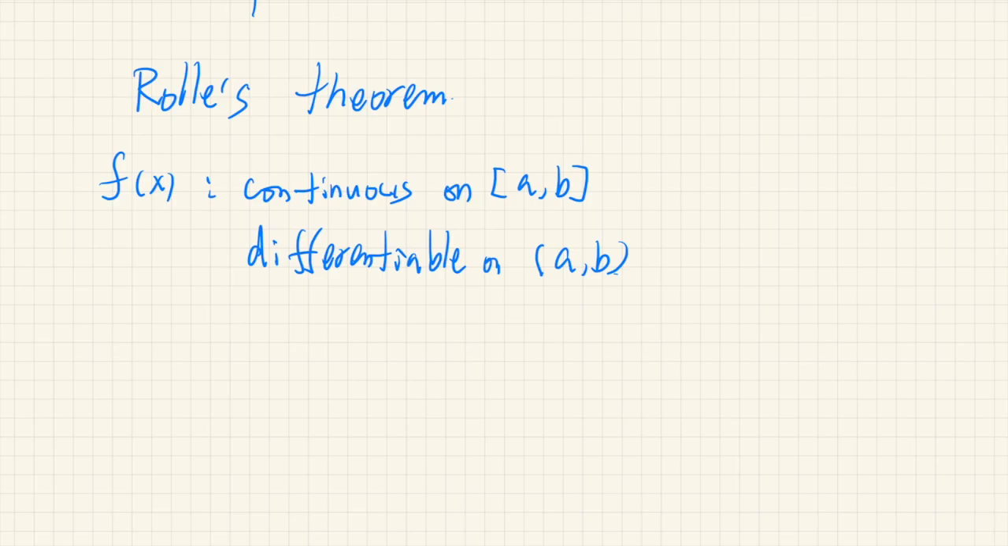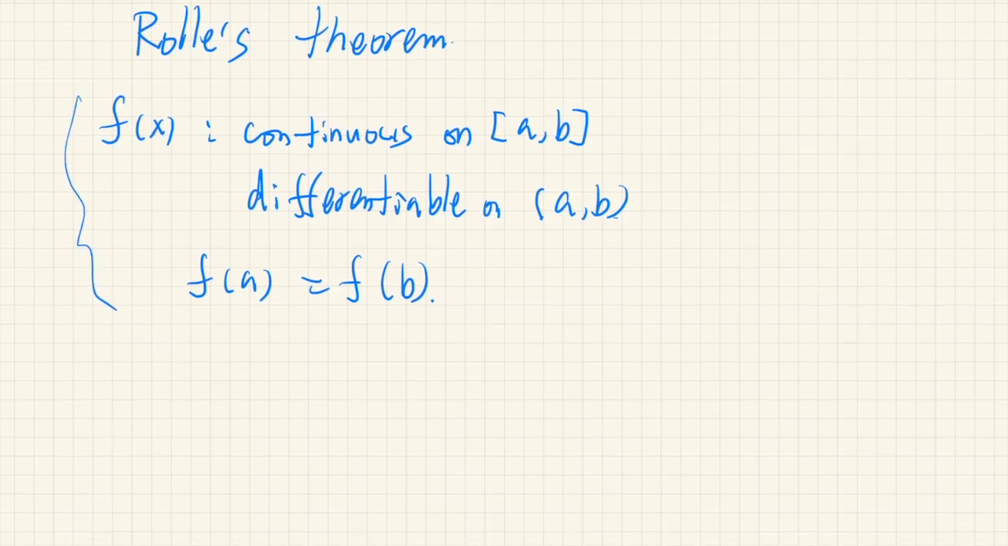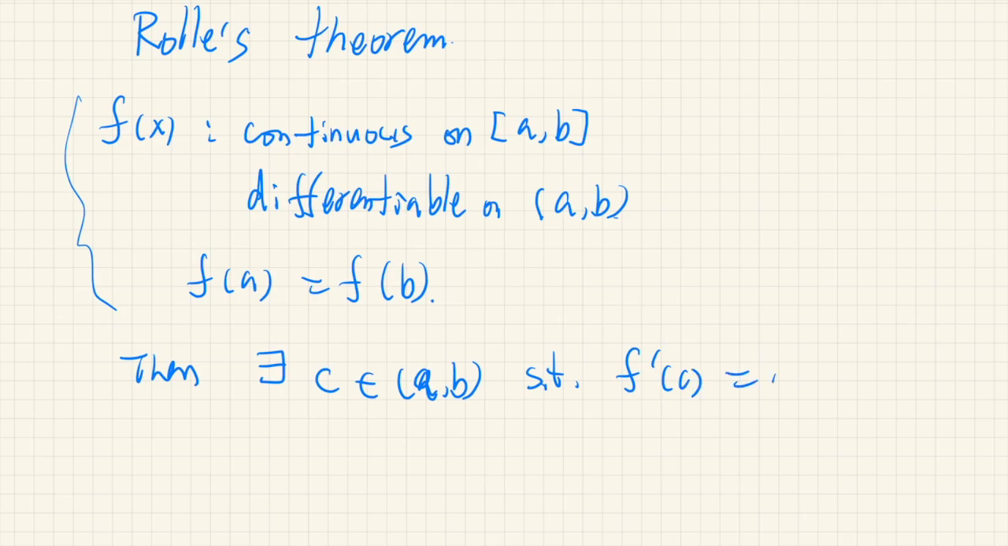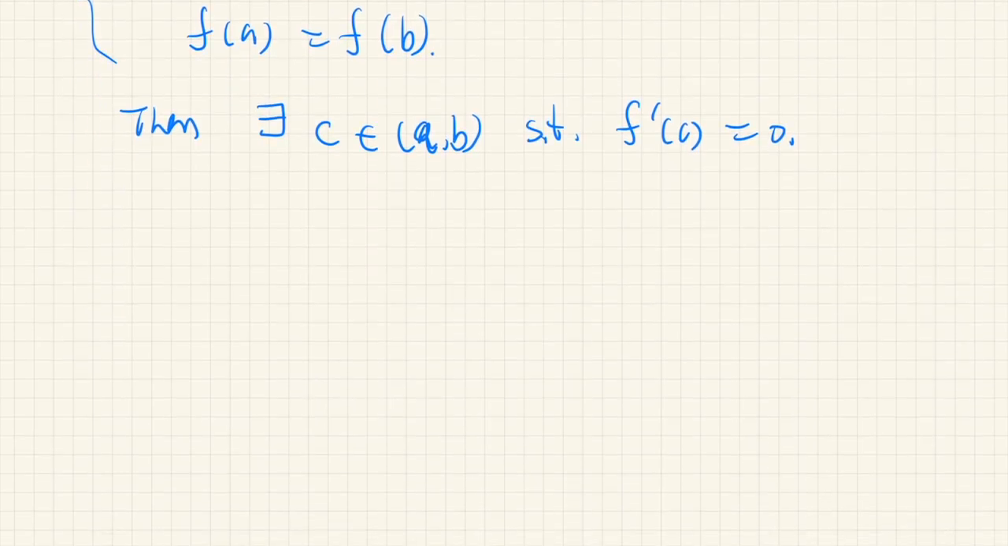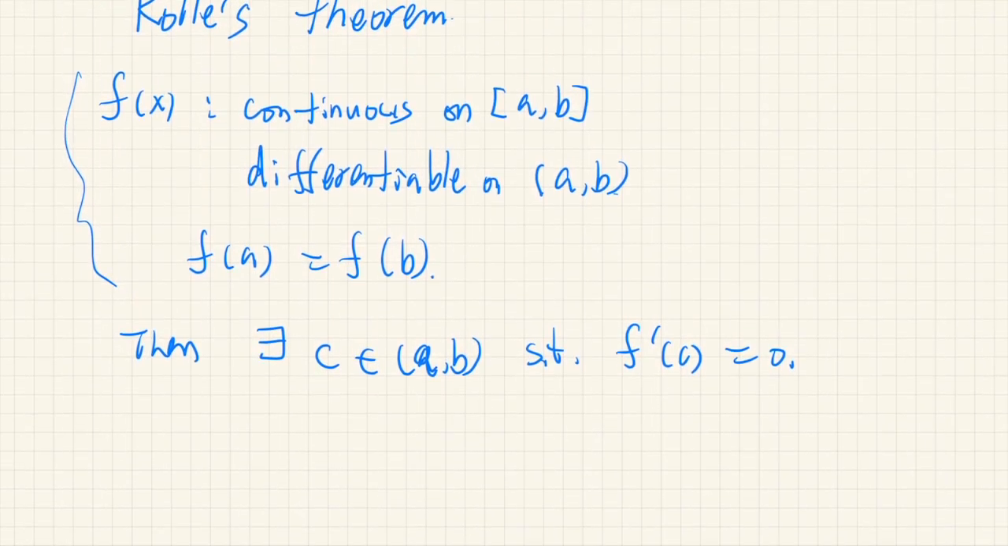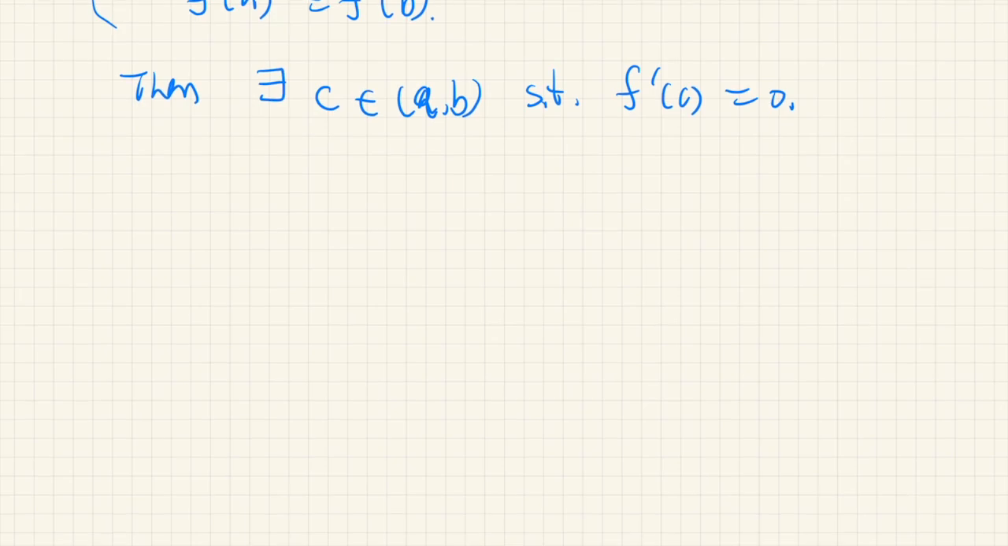Okay. And also assume that the value of f of a is equal to the value of f of b. Okay, and these are the assumptions. Then there exists some point c in the open interval between a and b such that f prime of c is equal to 0. Okay, and you can see that this Rolle's theorem is a special case of the mean value theorem.